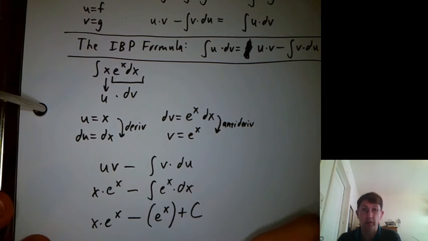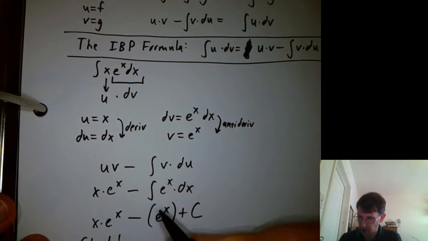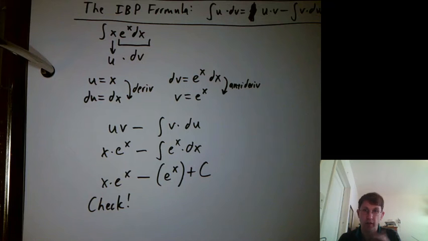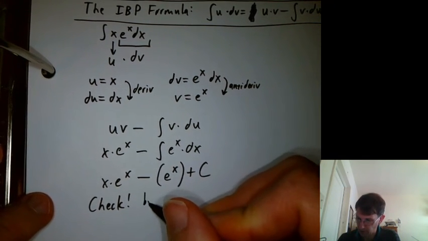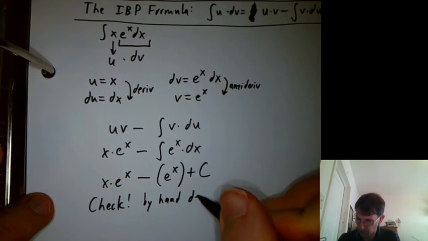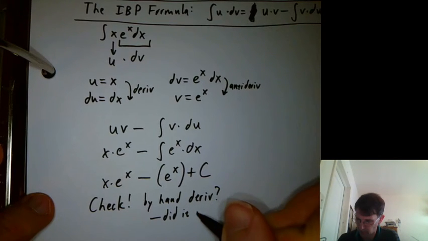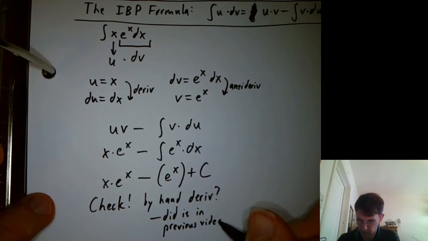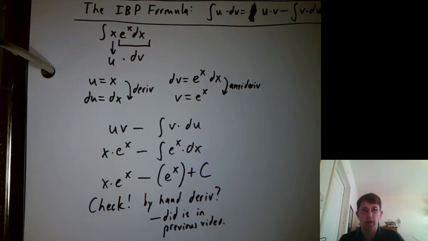All right, so what's the next step here? We should check it. Take the derivative by hand. Well, we actually just did that in the previous video. It all worked out. Notice this is what we got in the previous video. We could do the checking in Desmos. That's not a bad idea. Maybe we'll go do that.